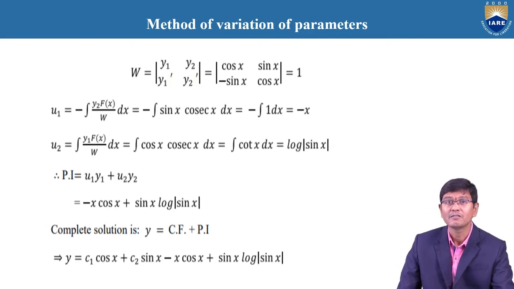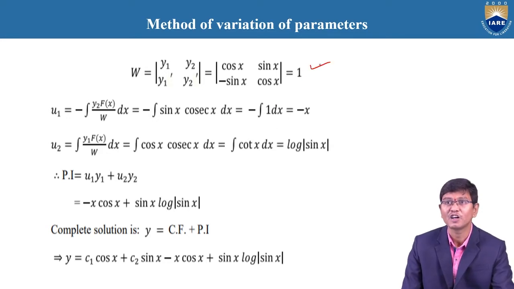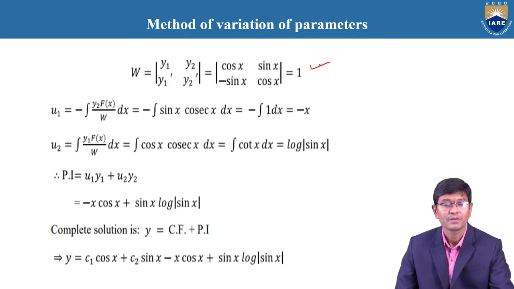Here y1, y2 is nothing but cos x, sin x. y1 dash is the derivative of cos x, which is minus sin x. y2 dash is the derivative of sin x, which is cos x. By using the 2 by 2 determinant, you obtain clearly that the value of the Wronskian is 1 only.